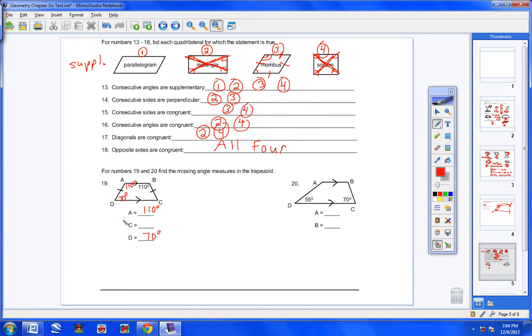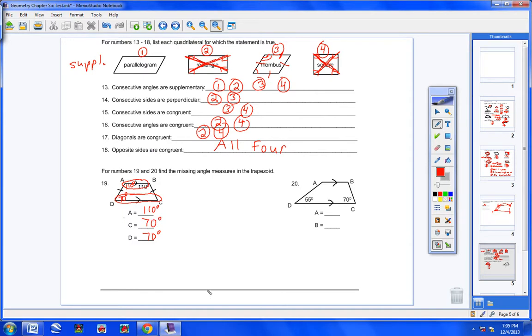Now, because we have an isosceles trapezoid, and by the way, how do you know you have an isosceles trapezoid? Well, because this side up here is parallel with this side here, and these two sides here are not parallel, but they're congruent. When these two legs are congruent, then we know that we have an isosceles trapezoid. That means these two base angles up here are congruent, but it also means these two base angles down here are congruent. So if angle D is 70, then angle C is 70 also.